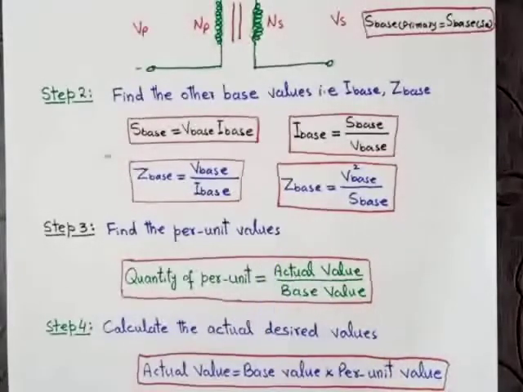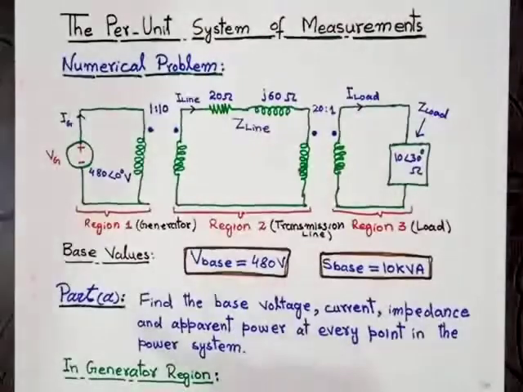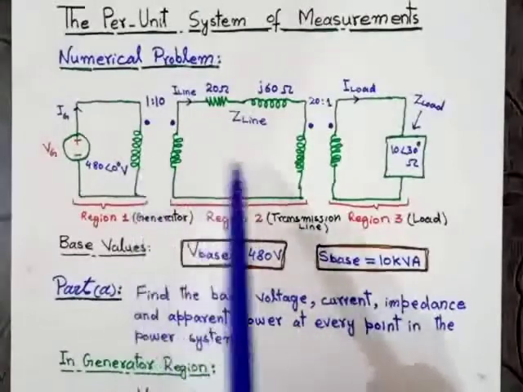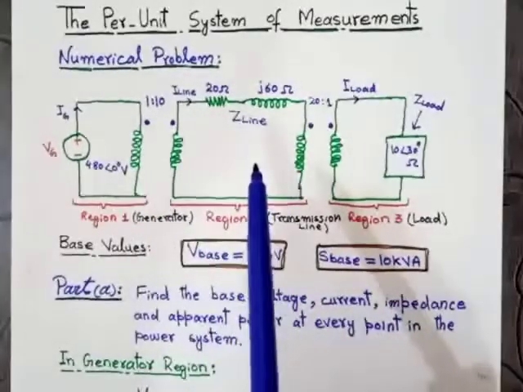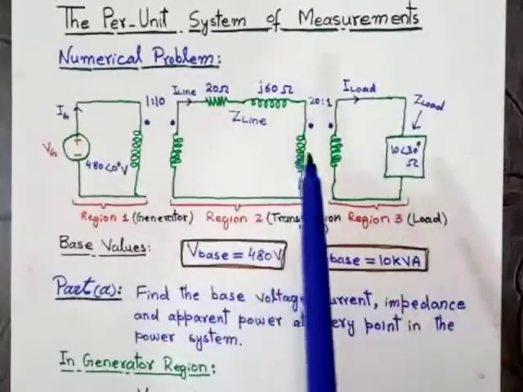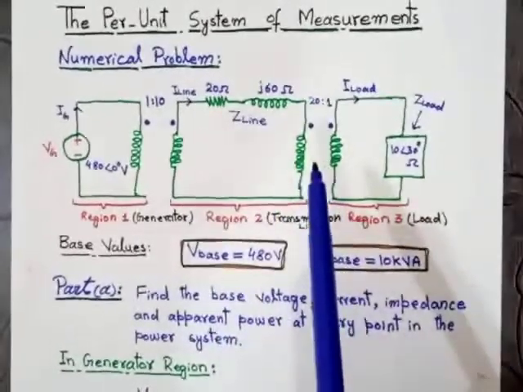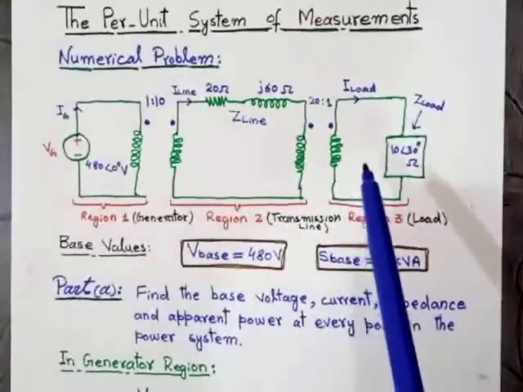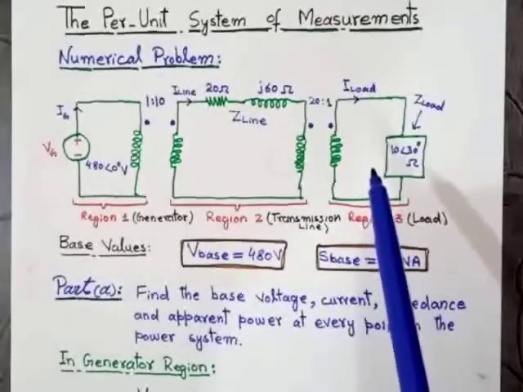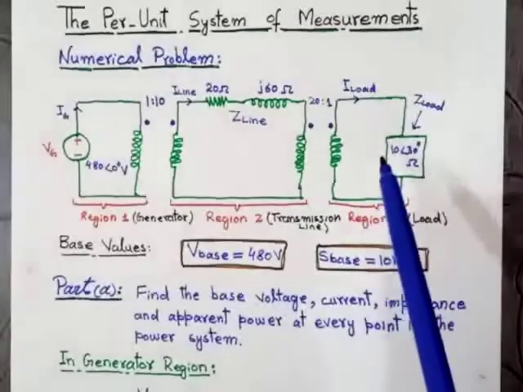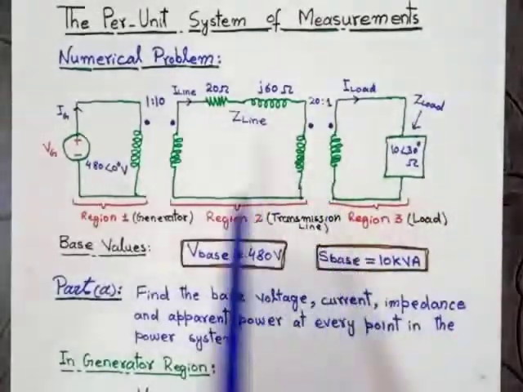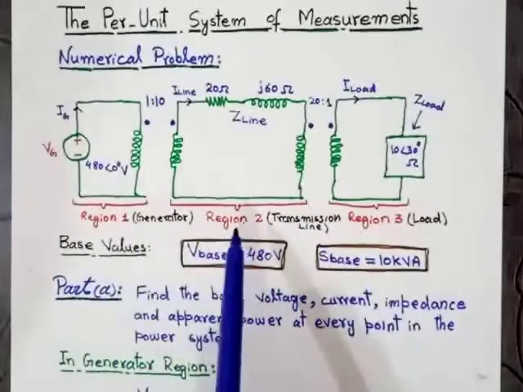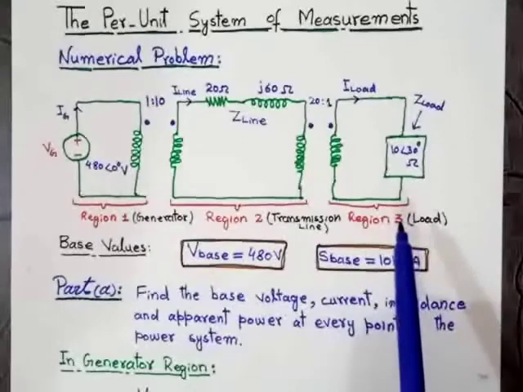So the power system is given here. This power system is similar to the previous numerical which we have done earlier. The diagram is the same, which we have already solved in numerical 2.1 in this chapter, or in the last week's lectures. There are 3 regions. This is region number 1, this is region number 2 and this is region number 3.